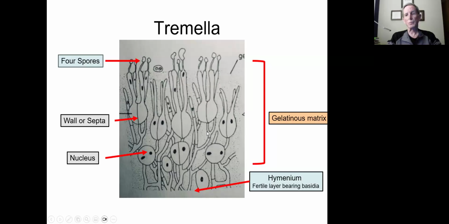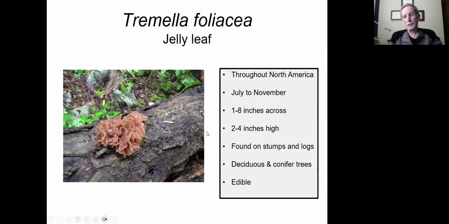So here is a Tremella, relatively common, but not as common as the tree ear. This one's called Tremella foliacea. I don't think they've changed the name yet. Jelly leaf, which really is what that means in Latin, by the way. Folia is leaf and tremella is jelly or gelatin. That's what it looks like. You can see that's about the right size. They're 1 to 8. This one was probably almost 8 inches across and about 2 inches high.